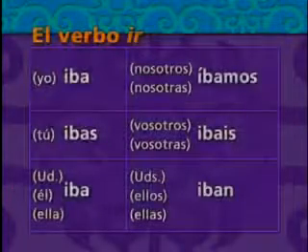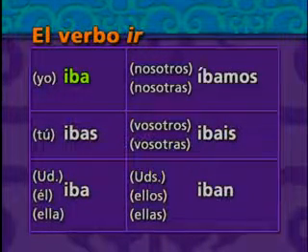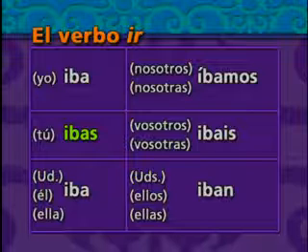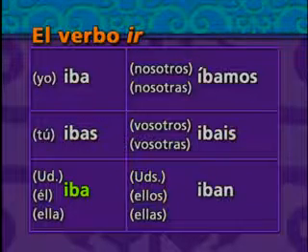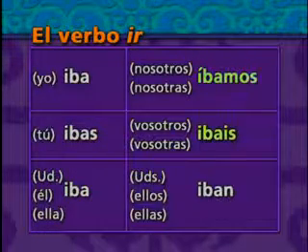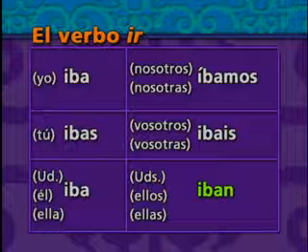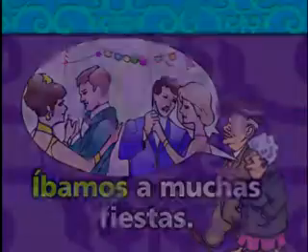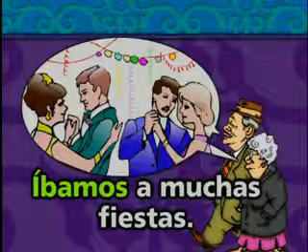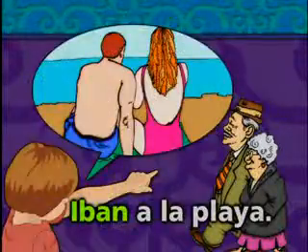Alrighty then. Let's take a look at the imperfect tense of some irregular verbs. But the good news is that there are only 3 irregular verbs. Here you go. Ir, iba, ibas, iba, íbamos, ibais, iban. Íbamos a muchas fiestas. Iban a la playa.